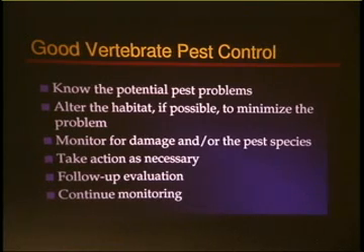So for good vertebrate pest control, know the potential pest problems, alter the habitat if possible to make it less desirable to that species, monitor for damage and be aware of that, and take action that's necessary. And I like people to follow up and continue monitoring. If you think of the vertebrate pest problems that may be in your garden and you keep looking for them, you can usually have a successful garden without having much vertebrate pest problems.